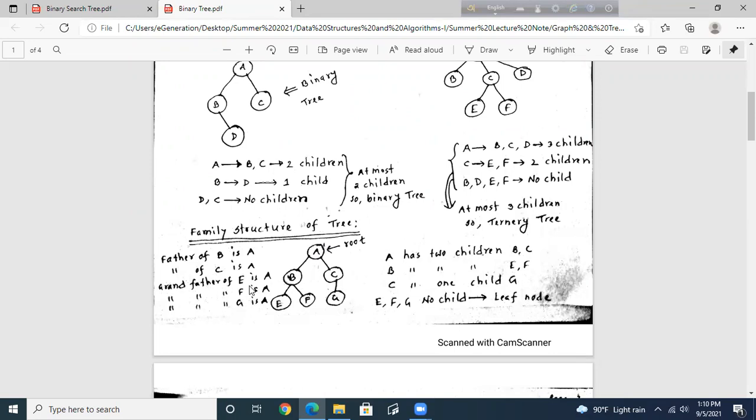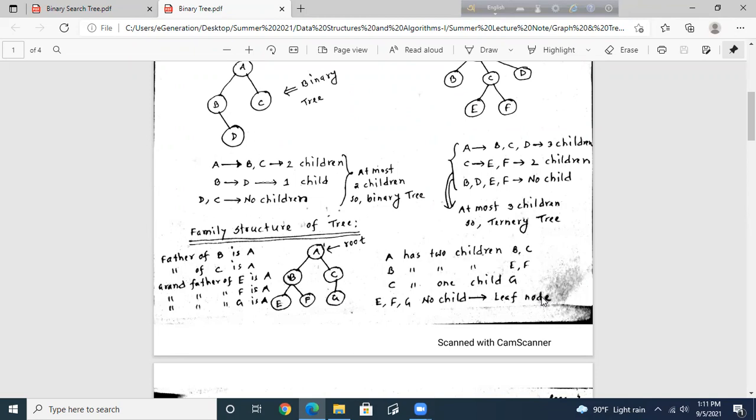Now, grandfather of E is A. Grandfather of F is A. Grandfather of G is A. So, dear student, A has two children, B and C. B has two children, E and F. C has one child, that is G. E, F, G have no child, that is the leaf, because E, F, G have no child.